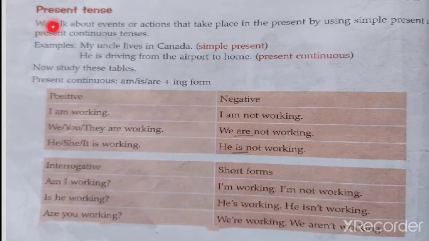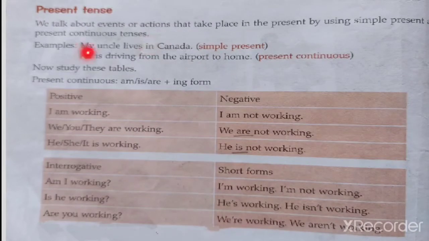Now look at here, present tense. We talk about events or actions that take place in the present by using simple present and present continuous tenses. The action which takes place in the present only. So for that we can use simple present and present continuous tense.